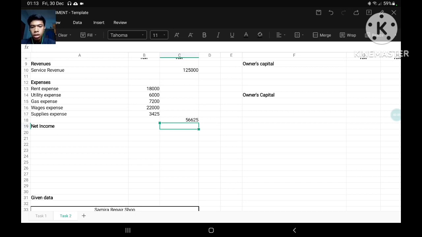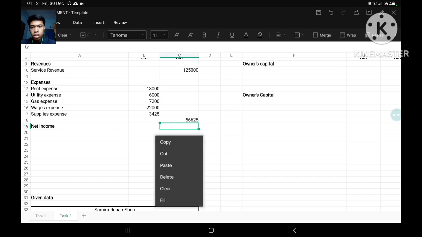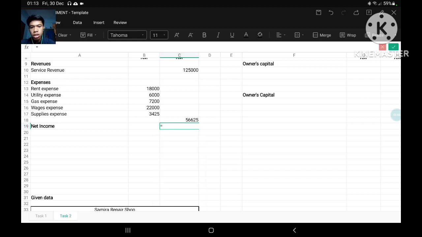How to do this? Net income is equal service revenue minus expenses.